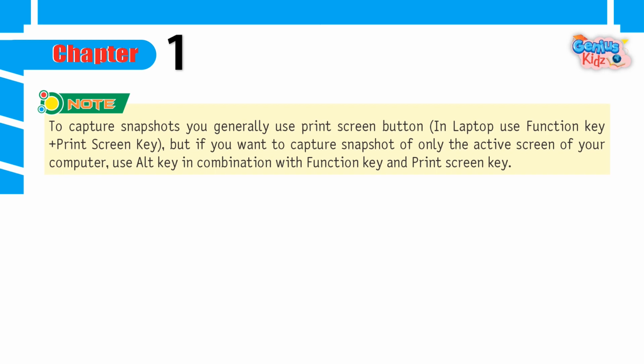Note: to capture snapshots you generally use print screen button. In laptop use function key plus print screen key. But if you want to capture snapshot of only the active screen of your computer, use Alt key in combination with function key and print screen key.